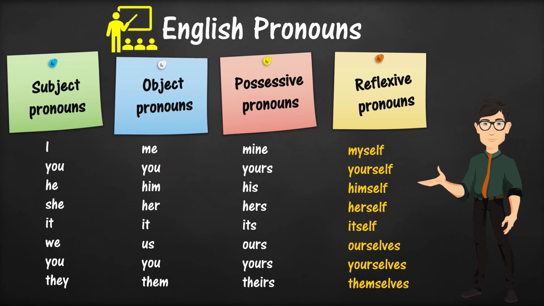You already know that we use subject pronouns as subject of the verb, like in I study English or she teaches English, while object pronouns are used as object of the verb, like in she talked to me, while possessive pronouns indicate possession, like in is this your book? Yes, it's mine. But why do we use reflexive pronouns? Let's discover that.